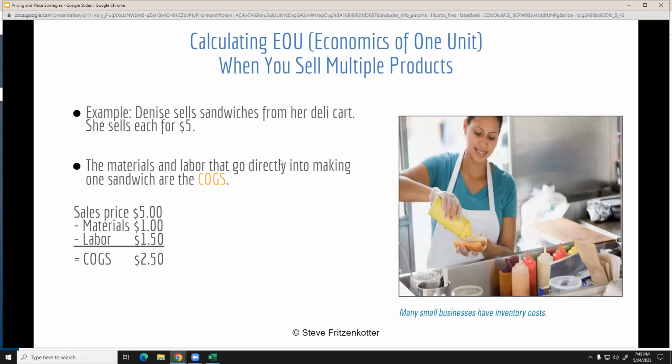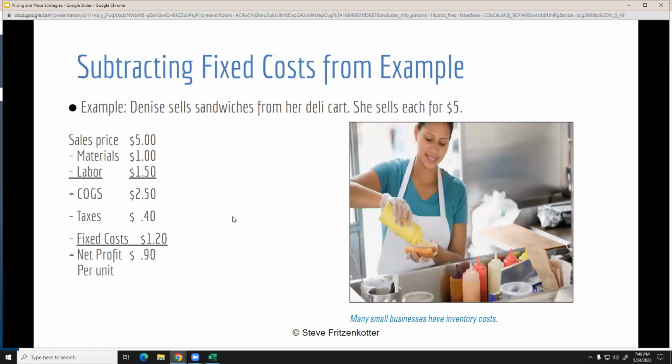So let's look at the cost of goods sold. Cost of goods sold doesn't really account for any fixed costs. It's more about variable costs. So you have a sale price of $5. The material is $1, and the labor to make that sandwich is $1.50, and that's what she's paying herself per unit to make those. So that means the cost of goods sold is $2.50. So she had $5, and the cost per unit is $2.50.